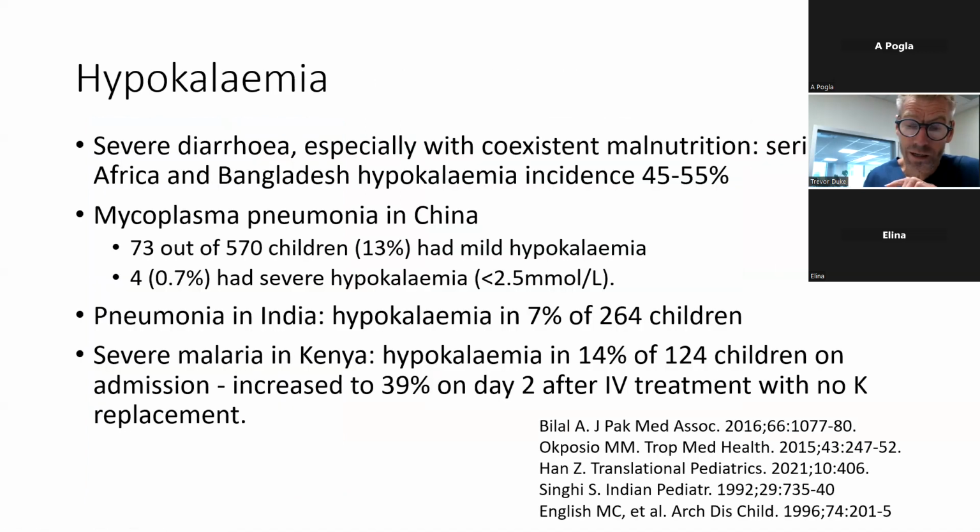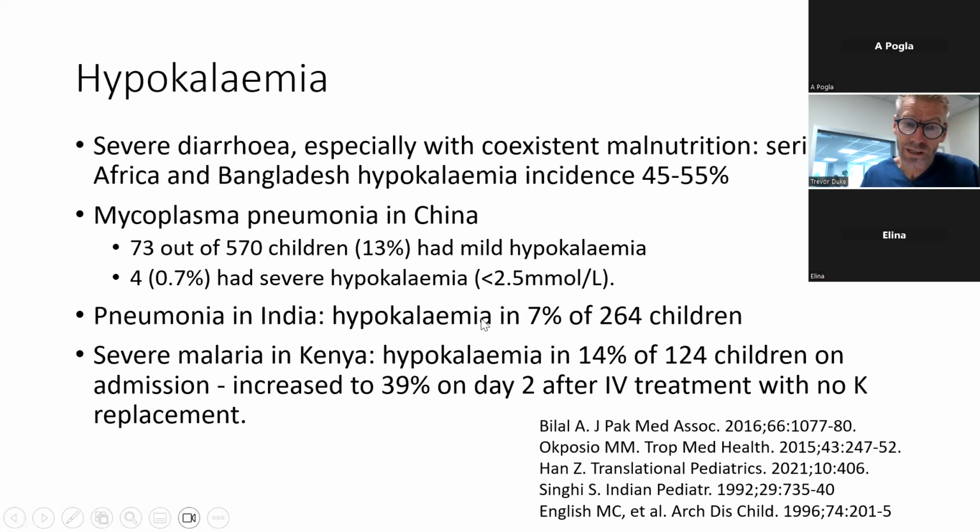I wanted to talk about potassium changes. And of course, the most common reason for potassium changes, hypokalemia, low serum potassium, is diarrhea. And we see that a lot, don't we? In children with diarrhea, especially if they've got coexistent malnutrition, hypokalemia occurs in about half the children. It's much less common in pneumonia. One study showed that it was less than about 10%, so only 10% had mild hypokalemia.